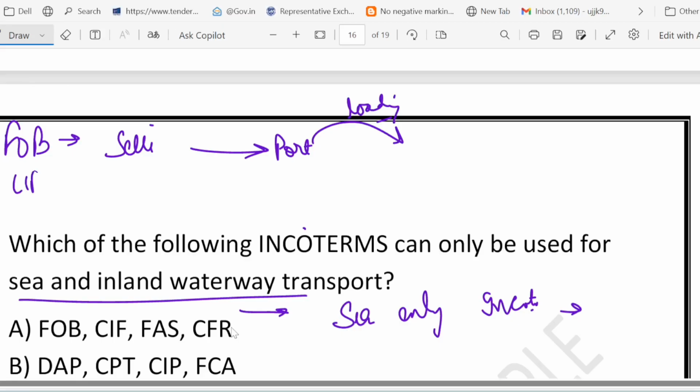Then we have CIF, which is cost, insurance and freight. In this case, the seller covers cost plus insurance plus freight. He covers all three things up to the destination port.